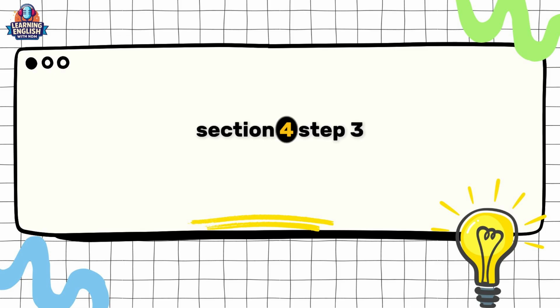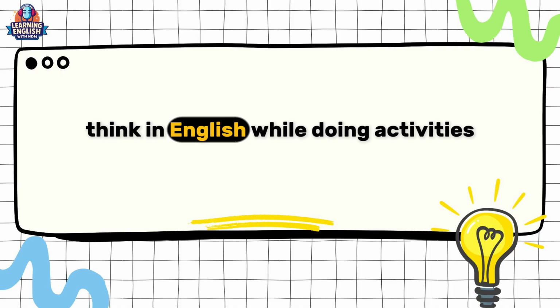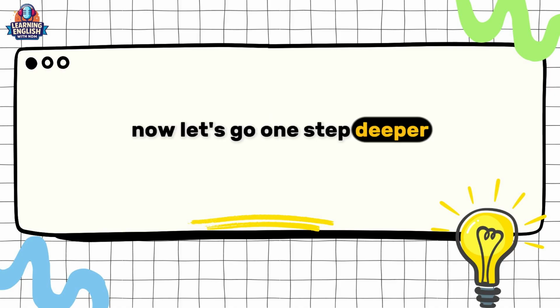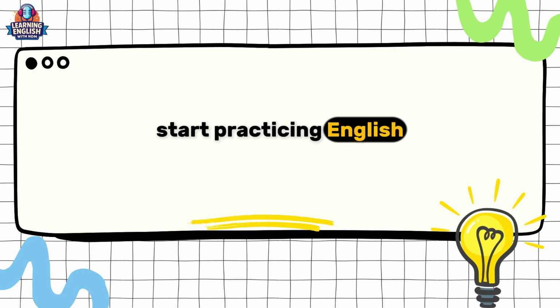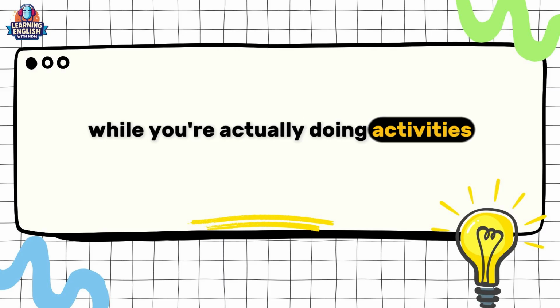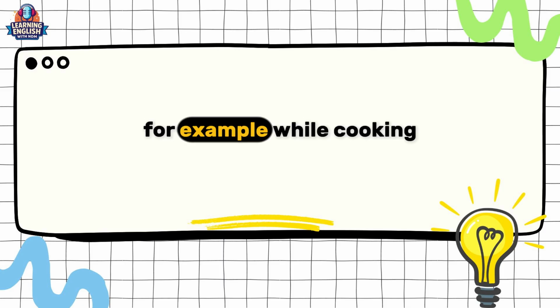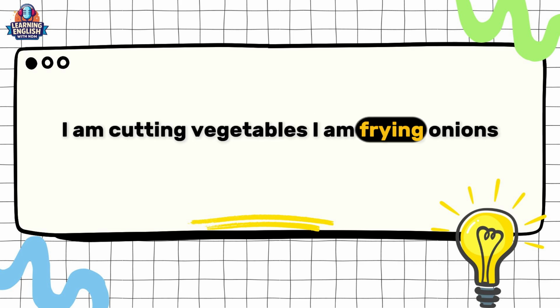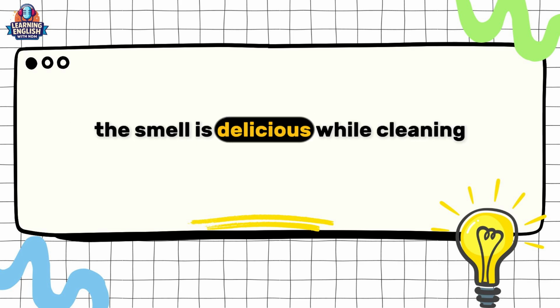Section 4. Step 3. Think in English while doing activities. Now let's go one step deeper. Start practicing English while you're actually doing activities. For example, while cooking, I am cutting vegetables. I am frying onions. The smell is delicious.